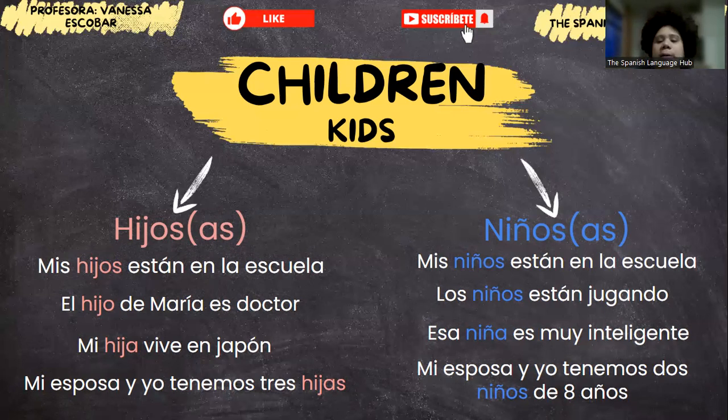But here, when you say, mi esposa y yo tenemos 2 niños, without saying de 8 años, if you just say, mi esposa y yo tenemos 2 niños, now we know that those kids, those boys or girls or the son and daughter of this couple are under 13 years old, right? So this is the difference between hijos, hijas, niños, niñas.